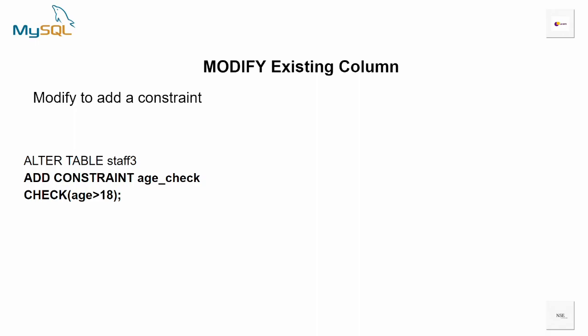You would have alter table, you provide the name of the table. In this case, the table is staff 3, and then you have add constraint. Then give your constraint a name, any name that you want. Then you have check, and then you provide the condition. We have check because the constraint that we want to add is the check constraint. And the way that check constraint works is that you have check written, you have parentheses, and then you provide the condition to check within the parentheses.